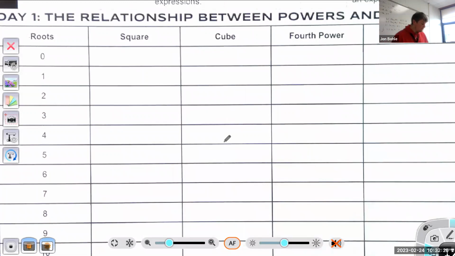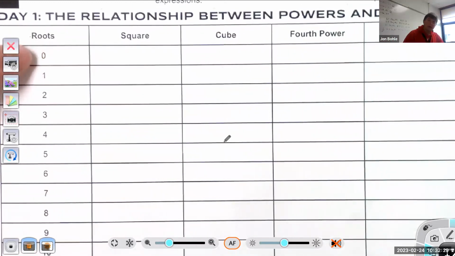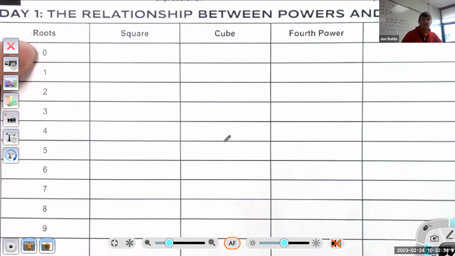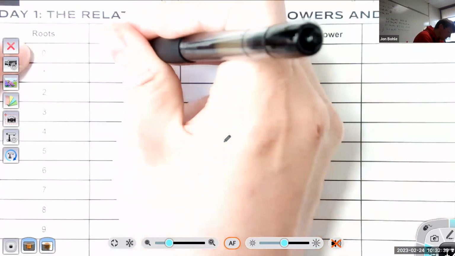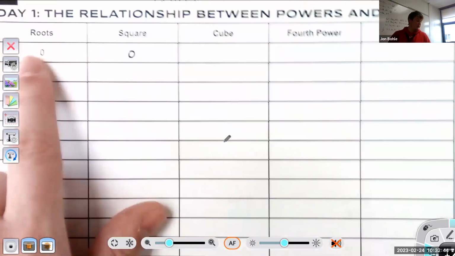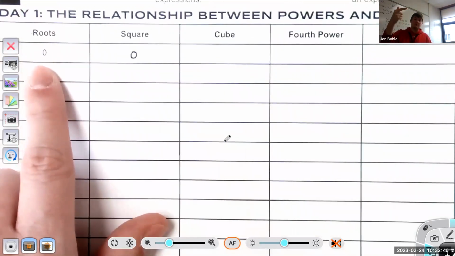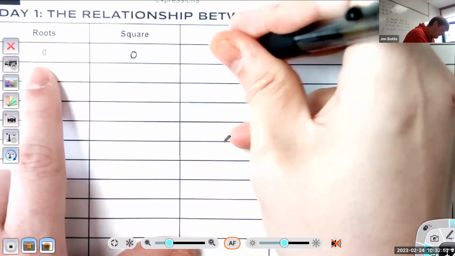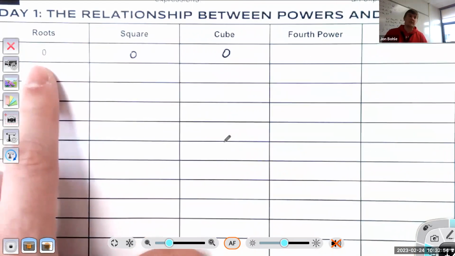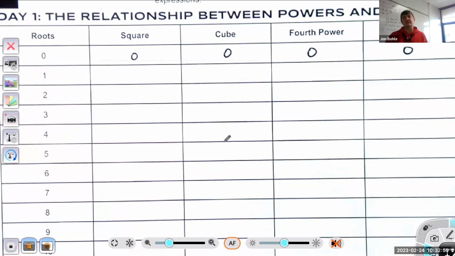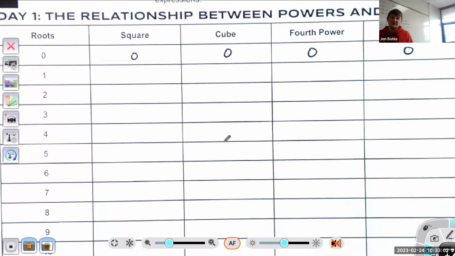For example, if I have a root of 0 and I square it, 0 squared means what? 0 times 0. So 0 squared is 0. Okay. So then if I want to figure out 0 cubed, the root is 0, and I want to cube it. 0 times 0 times 0 is 0. That's pretty easy, right? Anybody have a guess at the fourth power? And the fifth power? 0 is pretty easy, right? Because no matter what you multiply 0 by, you just continue to get 0.